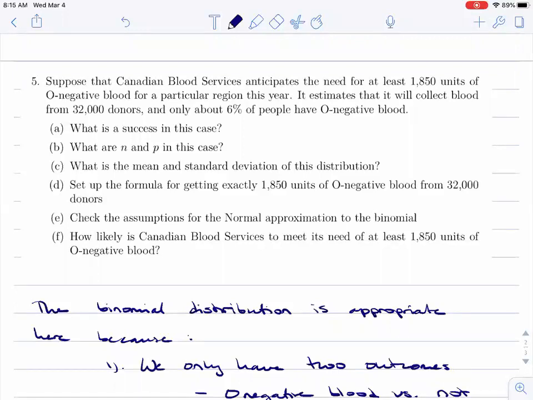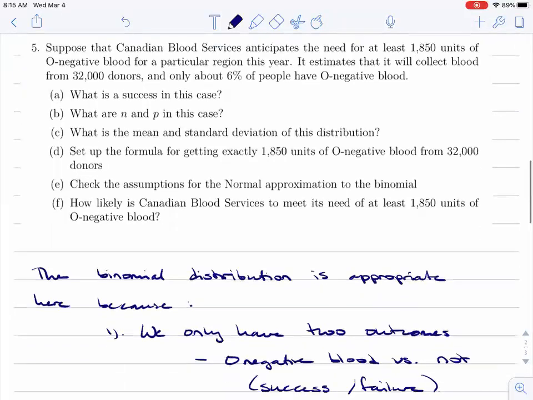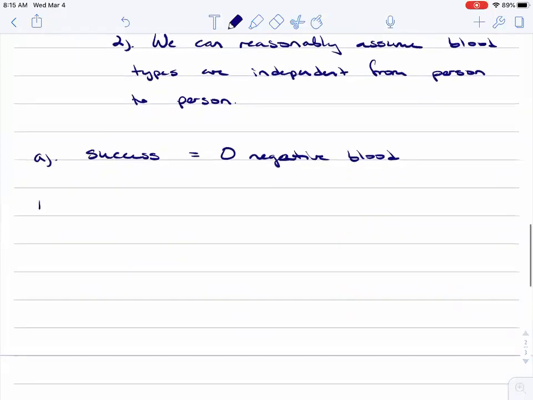B, what are N and P in this case? So in this case, N is going to be the number of trials. It's the number of opportunities that we have to find someone with O negative blood. It's the number of opportunities that we have for success.